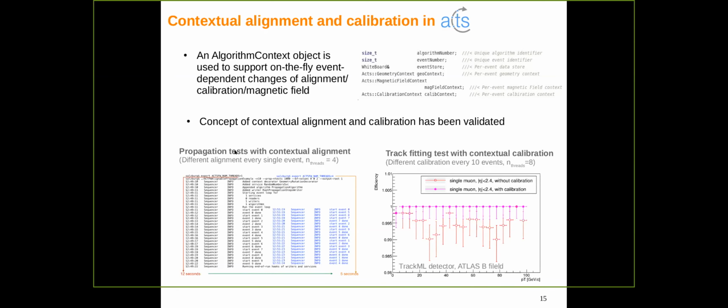So we have run some propagation tests to validate the contextual alignment and some track fitting tests to validate the contextual calibration. So these are done with different alignment and calibration constants with different threads.